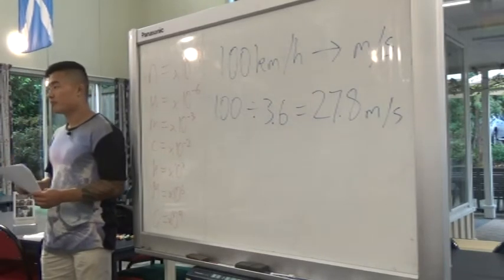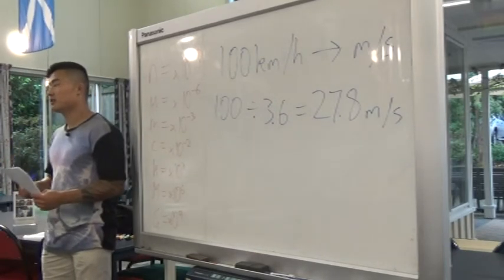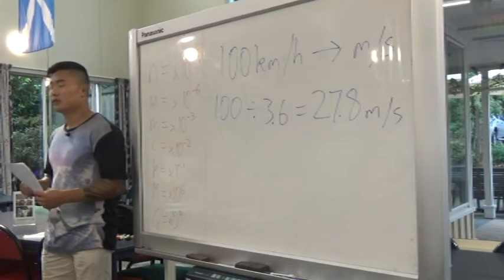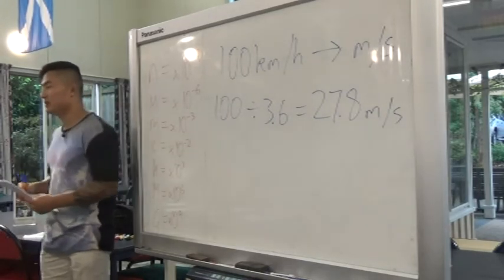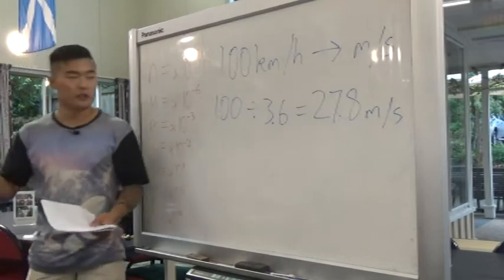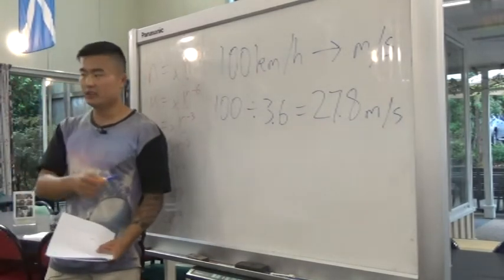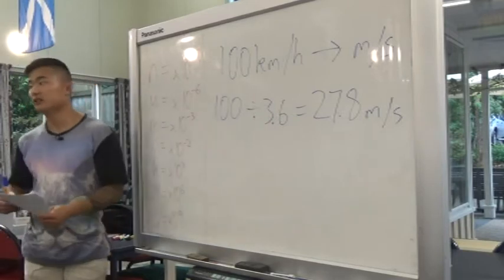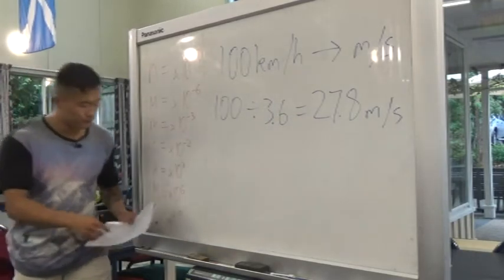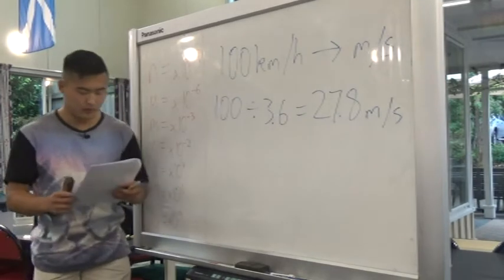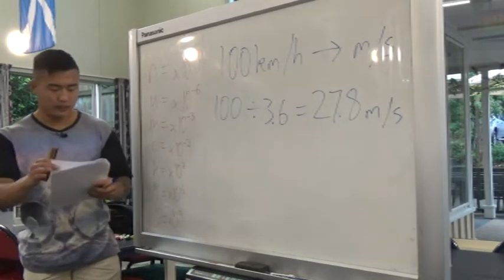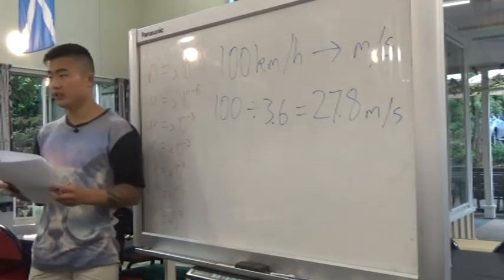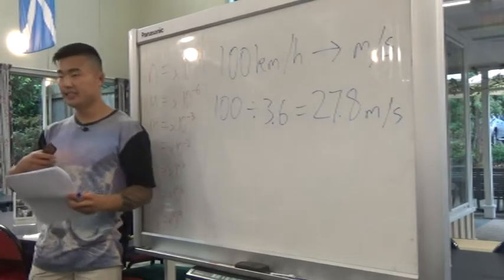So if we wanted to go from meters per second to kilometers per hour, would we multiply by 3.6? Yeah, that's right. If you want to go from meters per second into kilometers per hour, you just do the opposite, which is multiplying by 3.6. Okay? So, yeah, everyone's confident with turning hours and days into seconds?